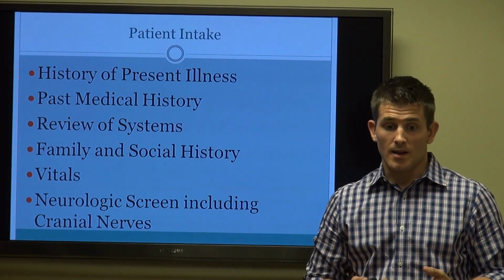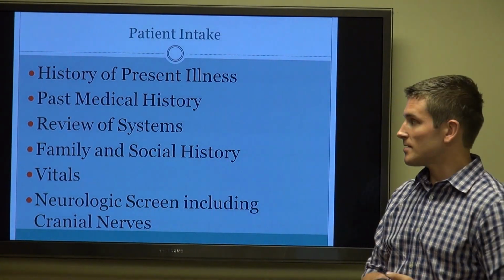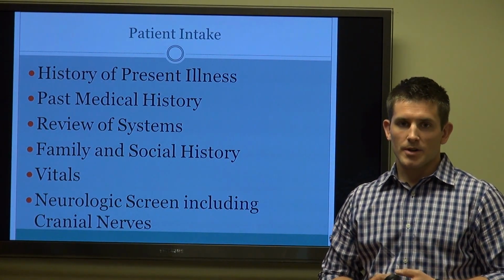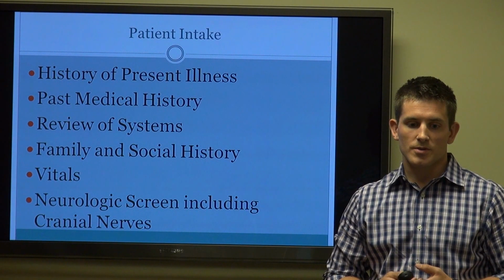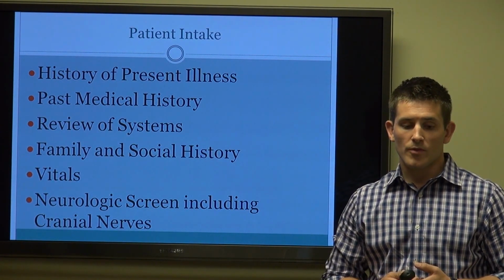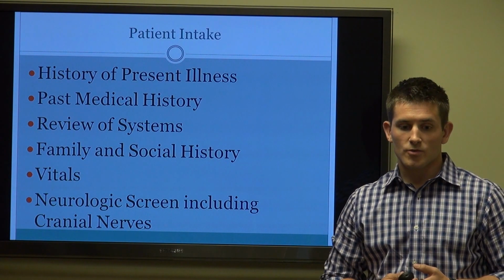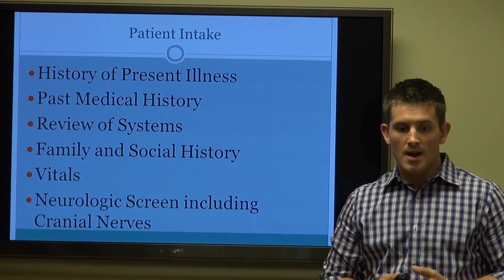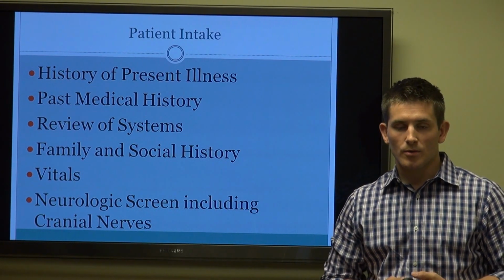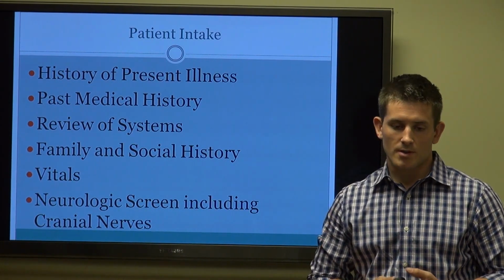So what can you expect? Well, patient intake obviously is very similar, if not the same as everybody else. We're going to look at the history of present illness, of course, review their past medical history as well as go over the review of systems. We'll get their contributory family history, social history, and of course their vitals. From there, we do a neurologic screen, including cranial nerves, depending on the patient's chief complaint.